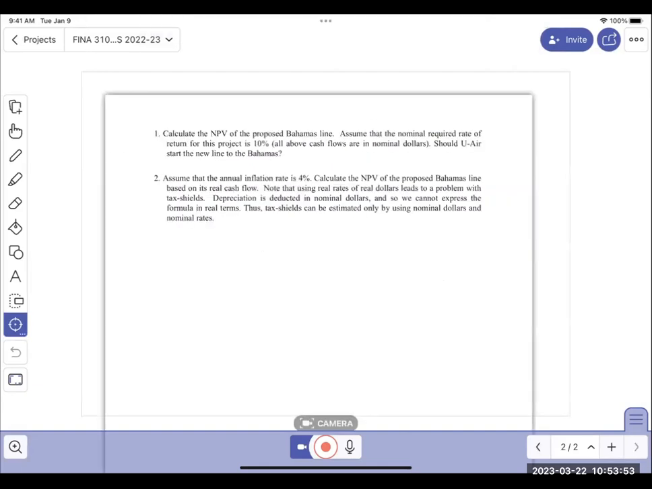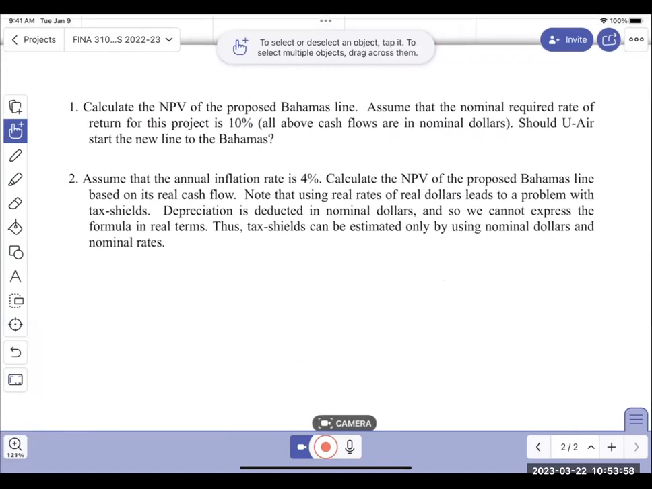Okay, and we're going to answer the question: calculate the NPV of the proposed Bahamas line. Assume that the nominal required rate of return for the project is 10%. So I give you this number up front. You're going to treat the cash flows as nominal and determine if you should carry out or pursue the Bahamas line. So obviously the decision is dependent on all these assumptions you've made. And if you're not comfortable with the assumptions, you can make another set of assumptions or modify these to see if you still would accept or reject the project.